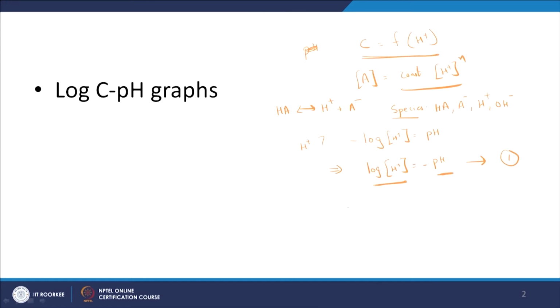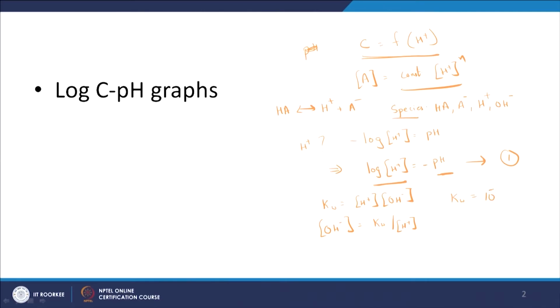Now for OH minus, we know that Kw is equal to the H plus concentration times the OH minus concentration. So the OH minus concentration is equal to Kw by H plus. Kw is the water dissociation constant, similar to an equilibrium constant, and its value is 10 power minus 14. Then we take the logarithm on both sides, so log of OH minus will be equal to log of Kw minus log of H plus.